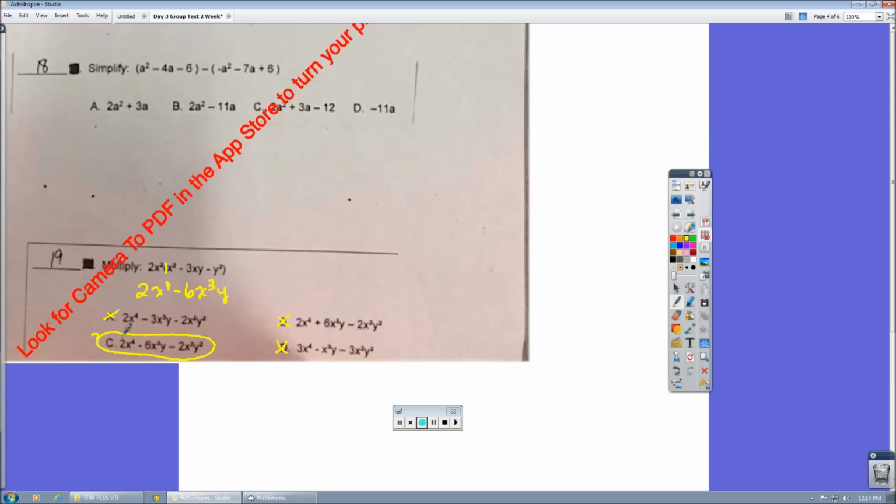But just to go through and finish the problem, let's finish here. 2 times, put a 1 in front of the y squared. 2 times negative 1 is negative 2. x squared y squared would be the value at the end.